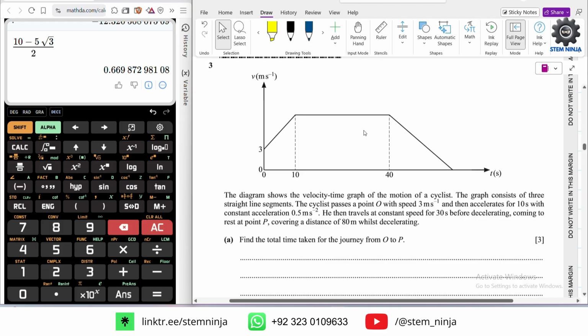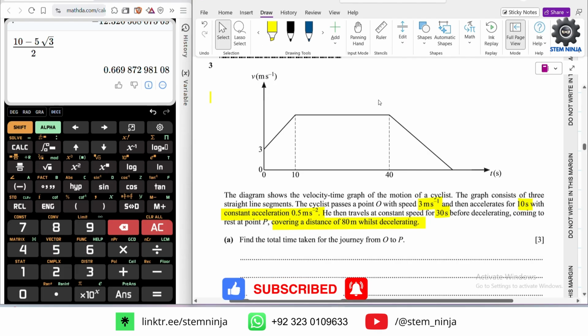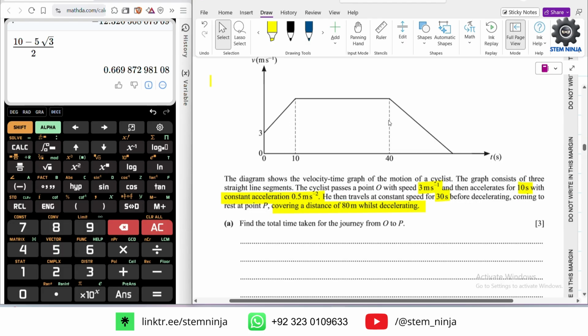Question number 3. The diagram shows the velocity time graph of the motion of a cyclist. The graph consists of 3 line segments. The cyclist passes a point O with speed 3 meters per second and then accelerates for 10 seconds with constant acceleration 0.5 meters per second squared. He then travels at a constant speed for 30 seconds before decelerating, coming to rest at point P, covering a distance of 80 meters while decelerating. Find the total time taken for the journey from O to P.